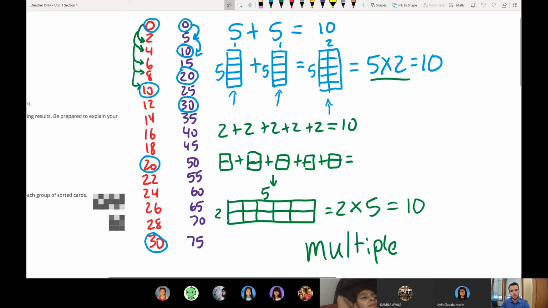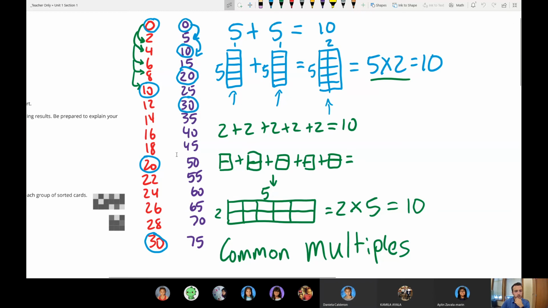10 is a multiple of 2 because we can multiply something by 2 to get us to 10, like we did over here. 10 is a multiple of 5 because we can multiply 5 by something to get us to 10. Well, the fact that they share 10 as multiples and they share 20 as multiples and they share 30 as multiples, we call this common multiples. Common meaning that it's the same thing. They share the same number.